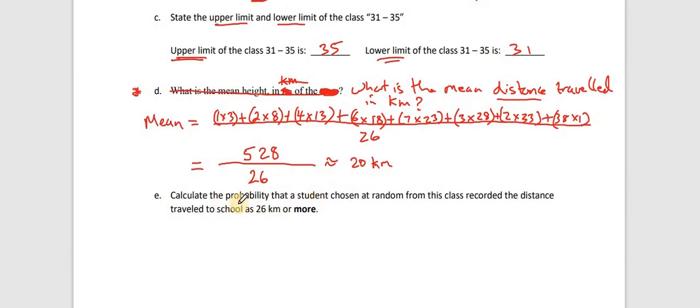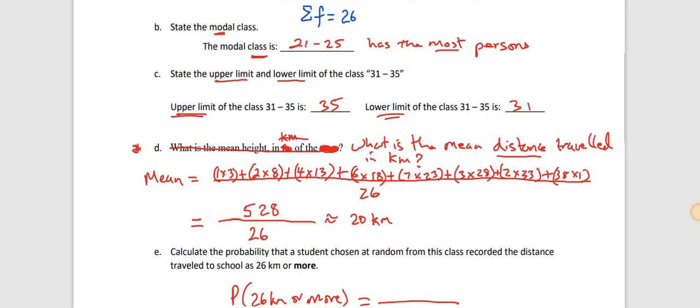Here's the last question. Calculate the probability that a student chosen at random from this class recorded the distance traveled to school as 26 kilometers or more. So the average distance is 20 kilometers, right? But some persons traveled more than that, and some less. That's just the average. But it's the probability, remember, that the students traveled 26 kilometers or more.